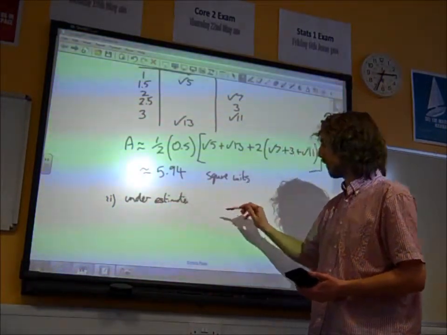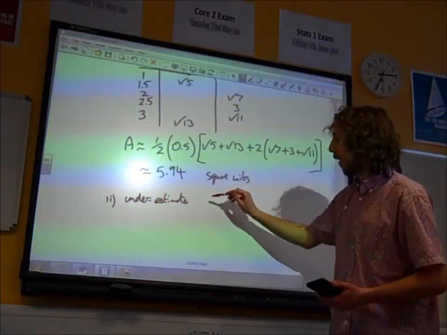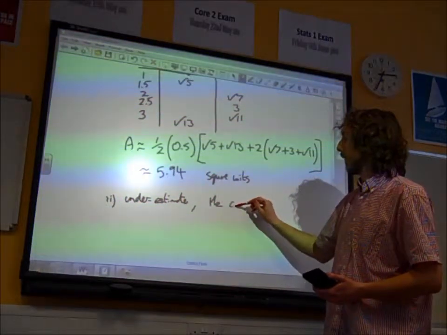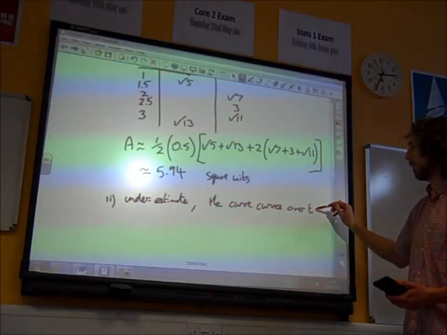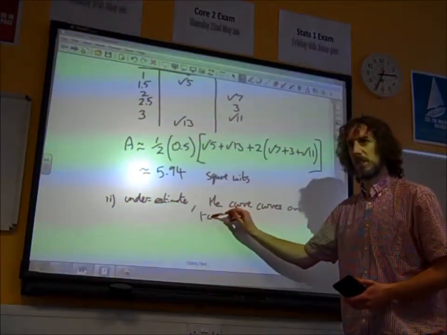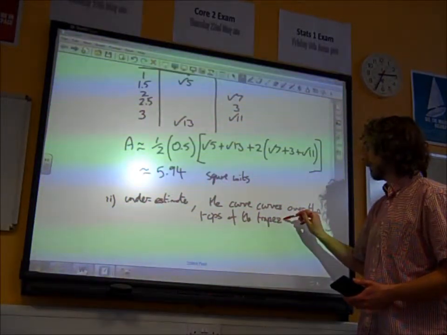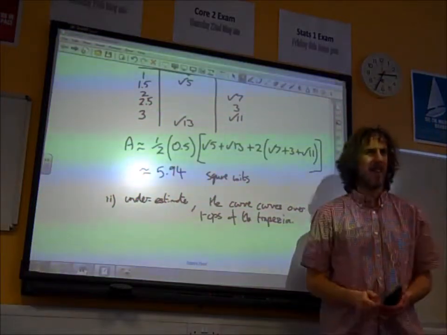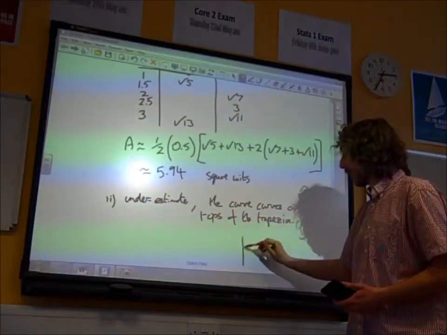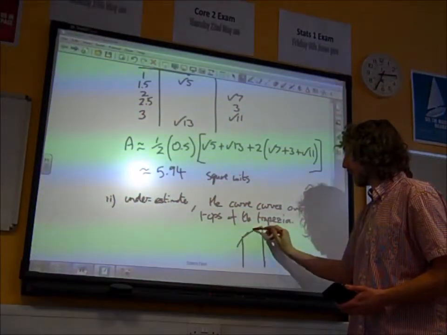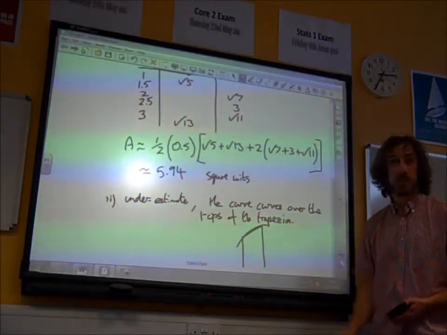Is that all one word? Because the curve curves over the tops of the trapezium. And I'm not sure, maybe it should be trapezia. I don't know. If you want to, you can draw a little diagram to show there's a trapezium and there's a curve going over the top of it. It just makes it really super clear. Great. 6 marks.